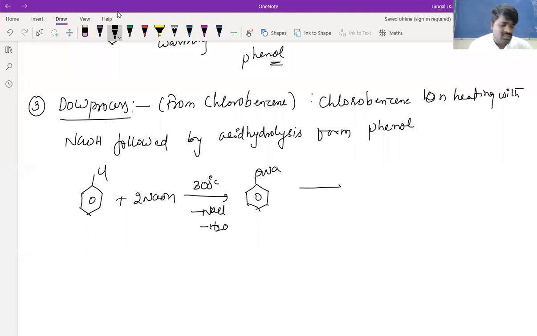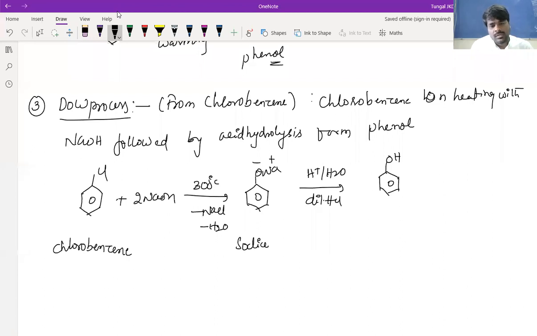This is followed by acid hydrolysis. In the sense, we take dilute HCl, so this will lead to the formation of your phenol. This is your sodium phenoxide, and this is your phenol. This is your third method.